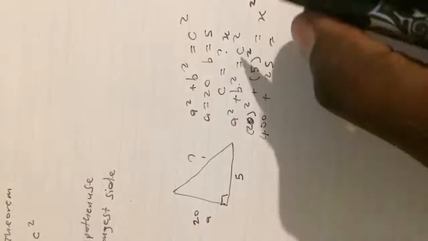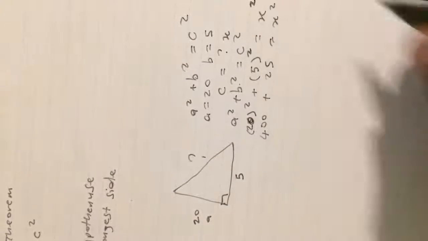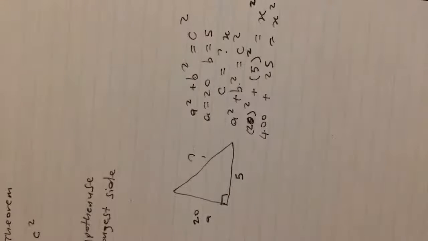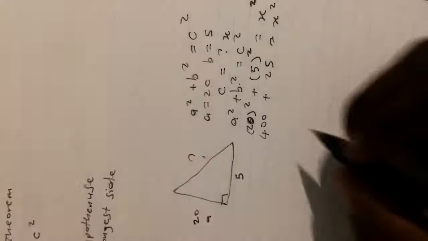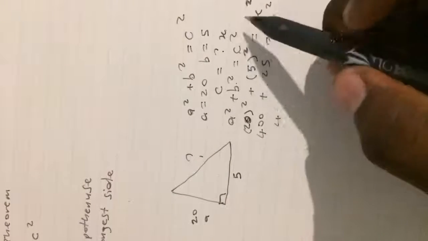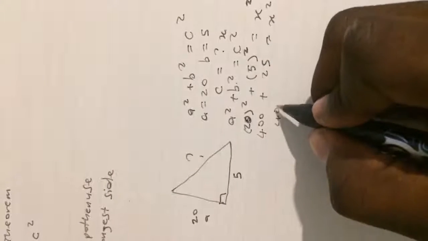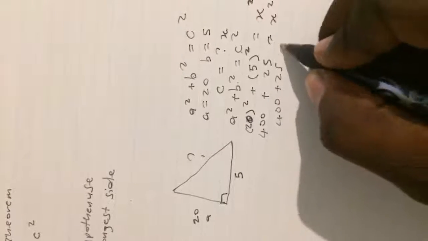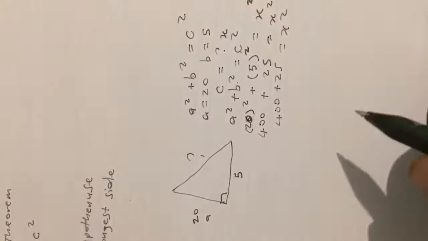So it's going to be 400 plus 25 is equal to X squared. Since it's not the square root of 20, I meant 20 raised to the power of 2. So then we're going to have 425, because the formula is C squared. Wherever we see C, we put X and square it. So now we have 400 plus 25 is equal to X squared.